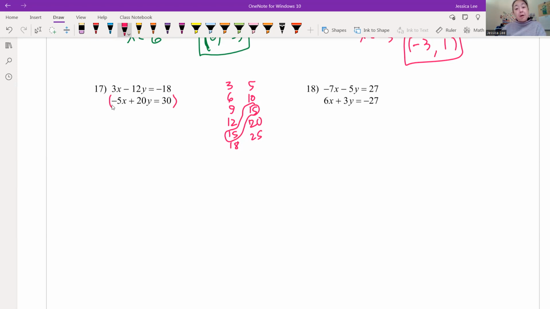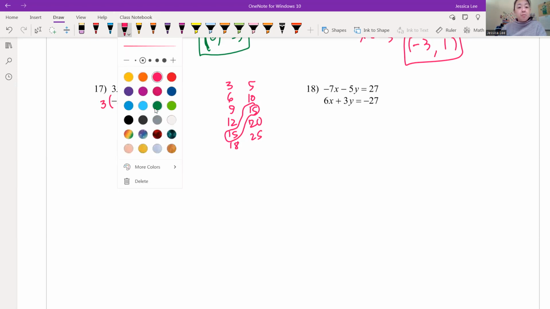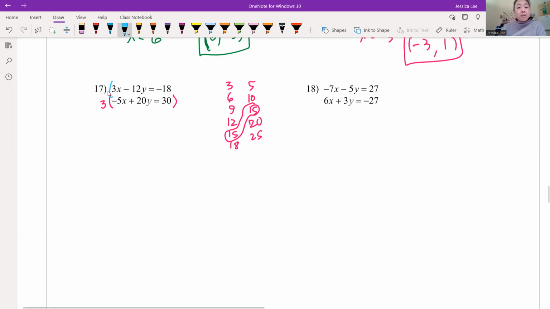So we want to make them 15. We already have one of them being negative, so that's good. I'm going to multiply 5 times 3 is 15, right? And for the top one, we'll make that blue. And 3 times 5 would give us 15 as well, right? So 5 times 3x is going to be 15x. And 5 times -12y is going to be -60y equals 5 times -18, which is going to be -90. Right, and then we're going to go with pink.